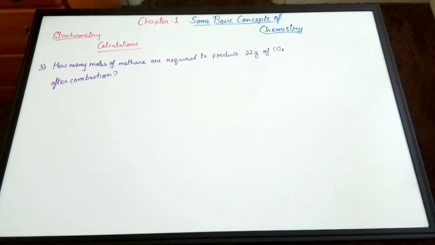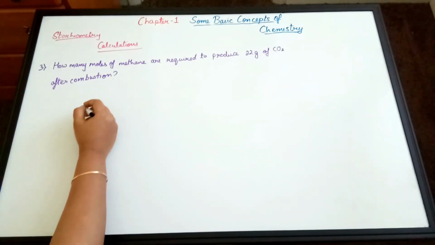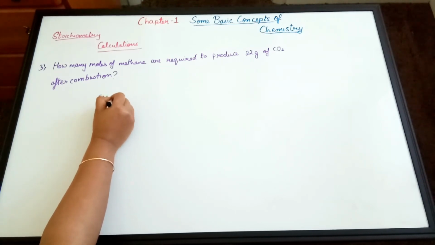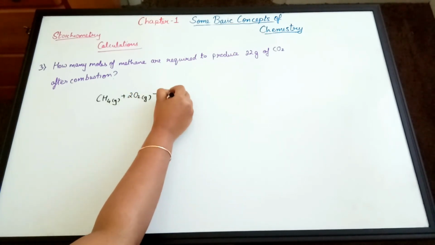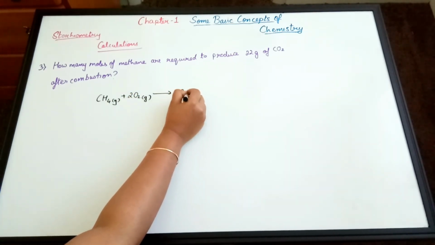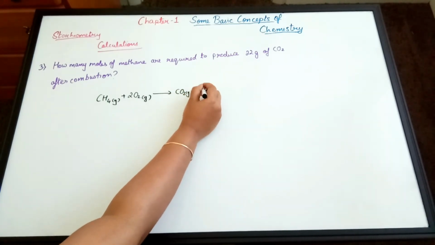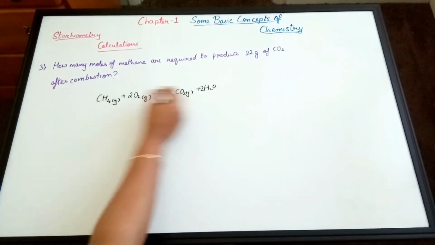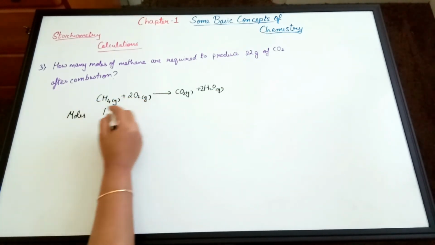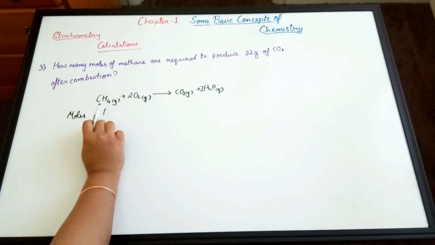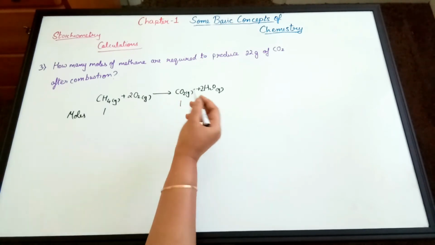In this question, how many moles of methane are required to produce 22 grams of carbon dioxide after combustion? It's the same equation that we had taken in the previous question: CH4 plus 2O2 gives rise to CO2 plus H2O, which means here you have the mole relationship, 1 mole of methane. Again, over here we are only going to be considering methane and carbon dioxide. So 1 mole of methane gives rise to 1 mole of carbon dioxide.